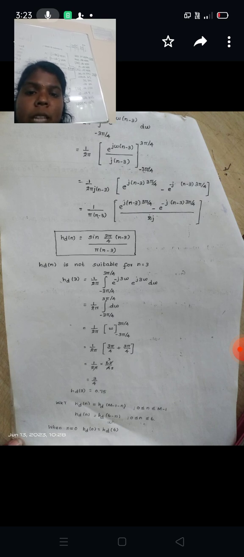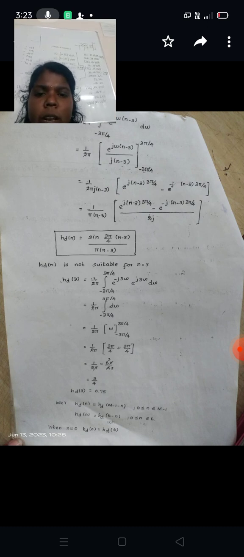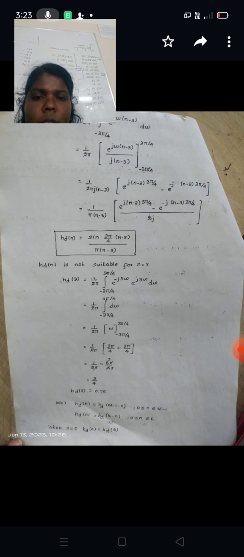Here we have to substitute the various values of n, that is n equal to 0 to 7: 0, 1, 2, 3, 4, 5, 6, 7. Here the value n equal to 3 is not suitable for HD of n, because if we substitute n equal to 3, we get sine terms divided by 0, that is equal to infinity. So we have to separately find the value of HD of 3.